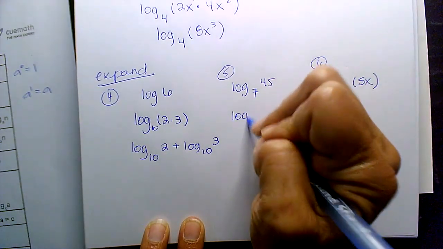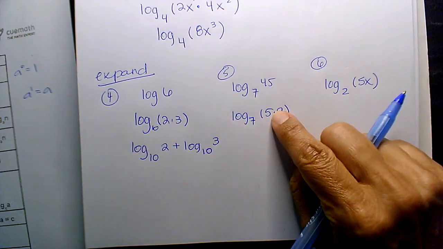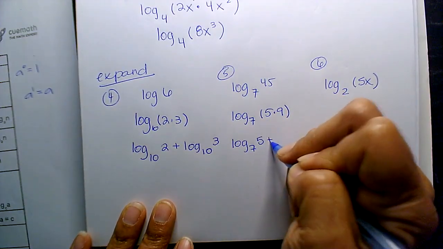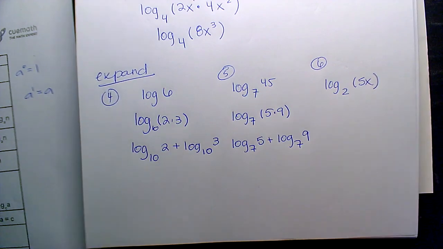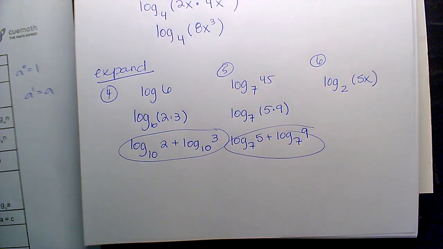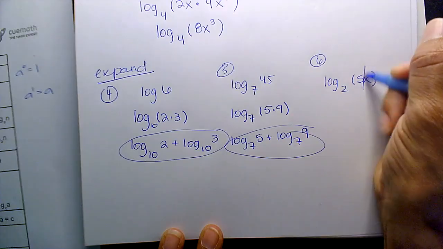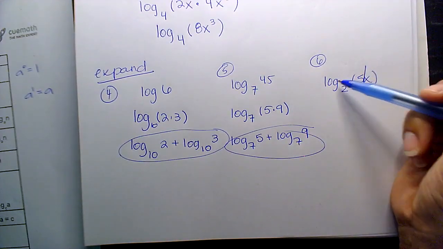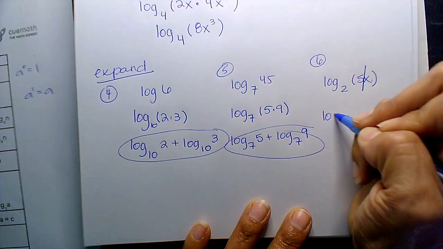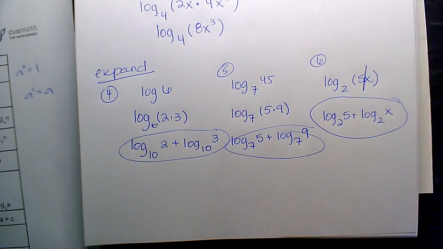All right. So log of 7, this is 5 times 9. So now addition is multiplication. So if you see a product, separate the product. And so this is your expansion. And then 5x, we're splitting the 5 and the x. So you're going to have log base 2 of 5 plus log base 2 of x. And this is your expansion.